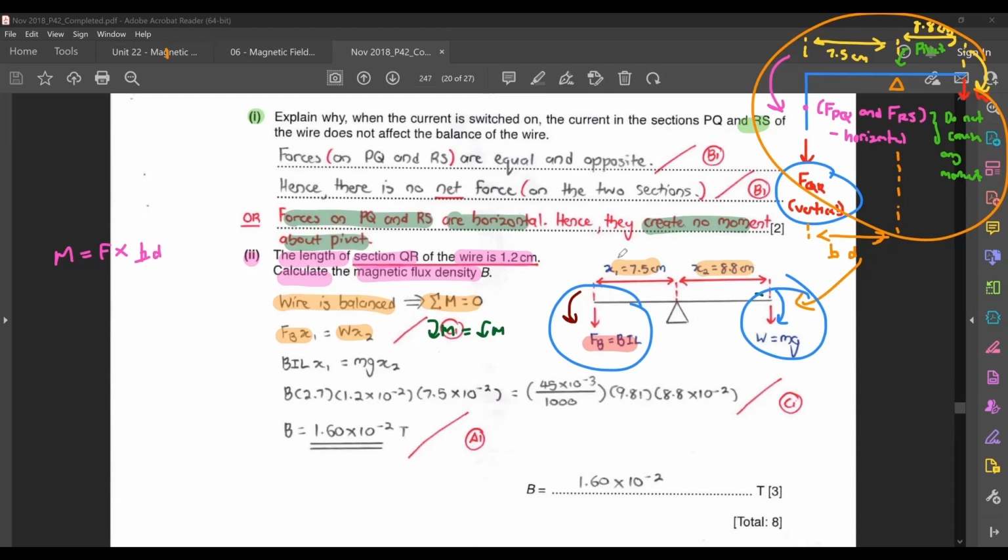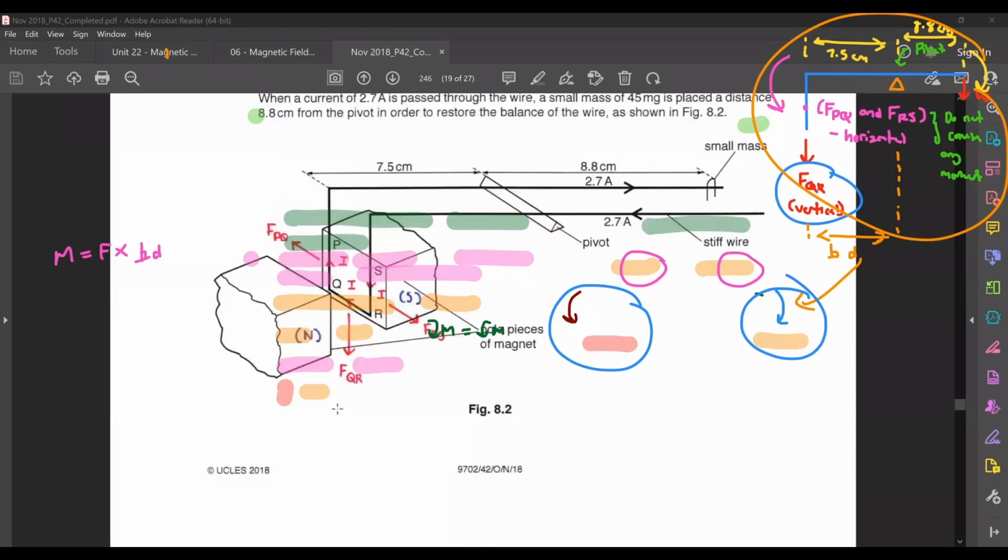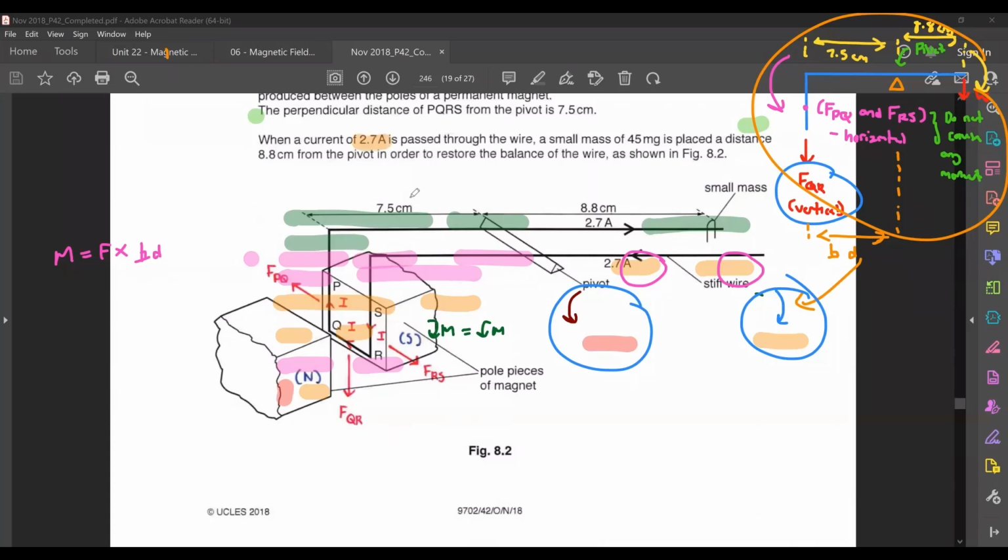As for the mass that you apply at the other end of the wire, it has a weight, so the weight will be given by W equals mg. So this equation here, you go and expand it out, you will get BIL times x1 equals mg times x2. Your x1 is actually 7.5 centimeter, your x2 is actually 8.8 centimeter. So all that's left for you is to put in all the values that you can get from the question. B is what you want to find. Your current is actually 2.7 amps. You can actually get it from the previous page. They already told you that you have a current of 2.7 amps here.